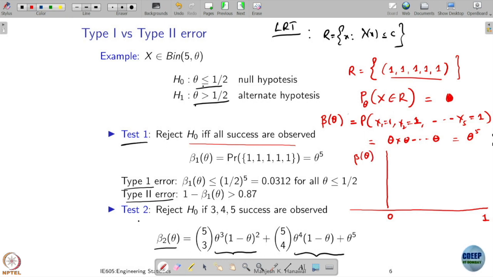Now, how does theta to the power 5 look? It is some polynomial curve; let's say it starts from 0 and goes till 1. Let's say it looks something like this. And let's say this is the half value, and this is my theta naught. This theta naught is actually half for me.